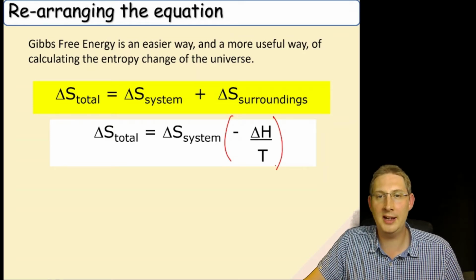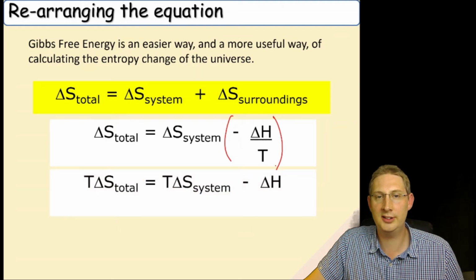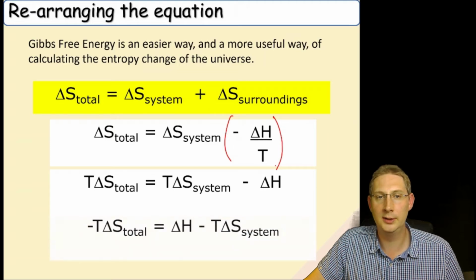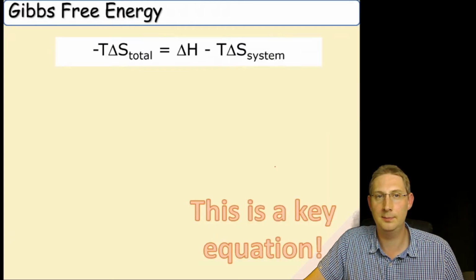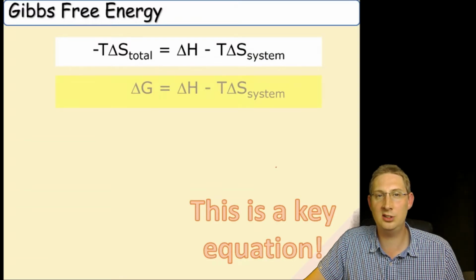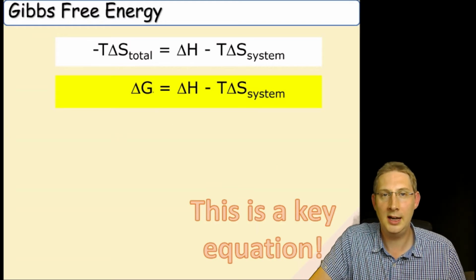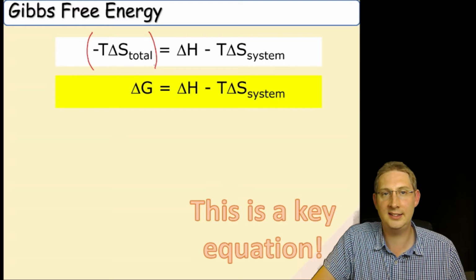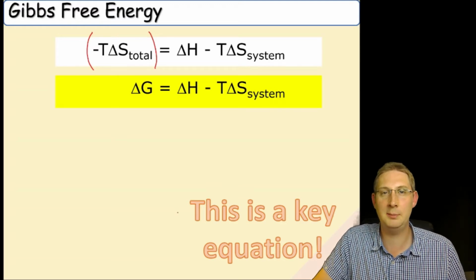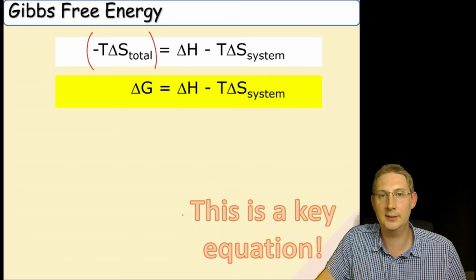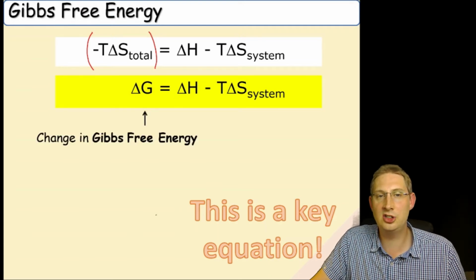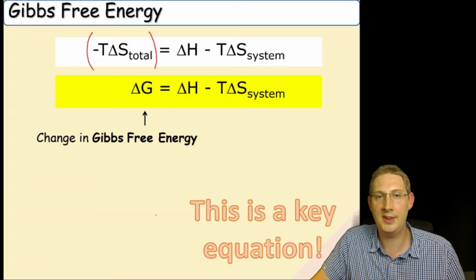So what we do is we multiply everything by the temperature. T deltaS total is T deltaS system minus deltaH. And then we multiply through by minus 1. So minus T deltaS total equals deltaH minus T deltaS system. And the key equation is this one, delta G equals deltaH minus T deltaS system. And also delta G is minus T deltaS total. So it's very, very similar to the entropy change of the universe. And this delta G is the change in Gibbs free energy.